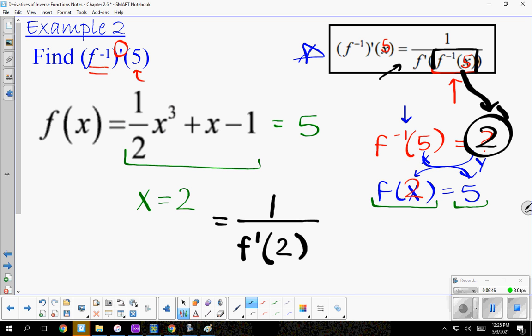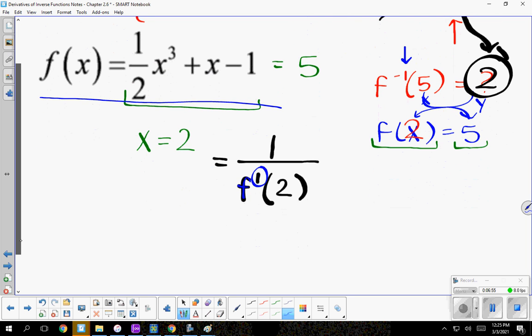And this I can solve. And the reason I can solve this is because this says now take the derivative of that original function. And we have the original function. So I can find f prime. f prime in this case would be 3 halves x squared plus 1. And this is now plug 2 into this derivative.